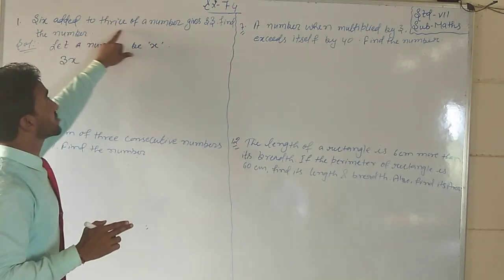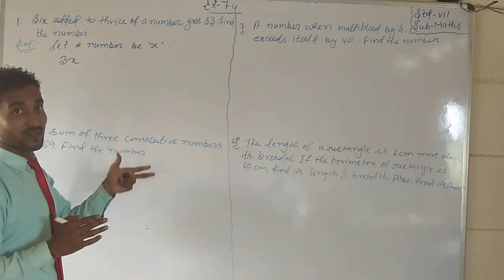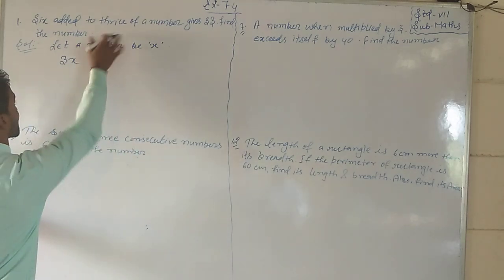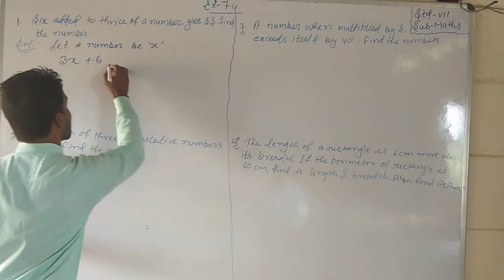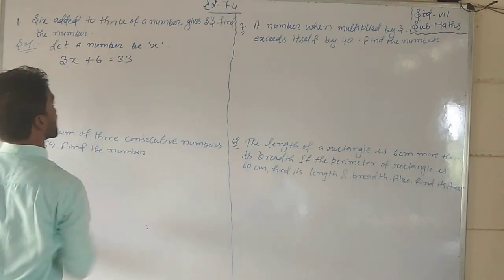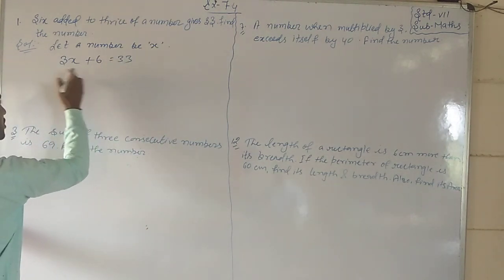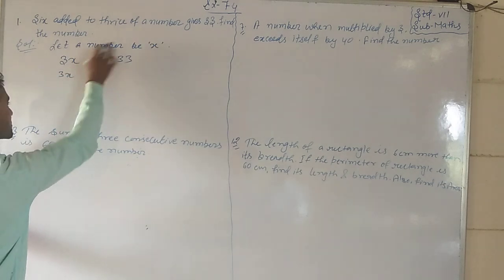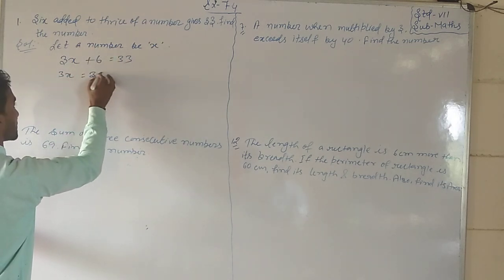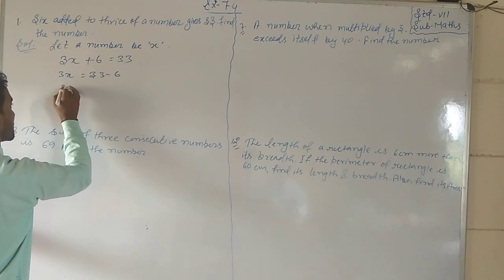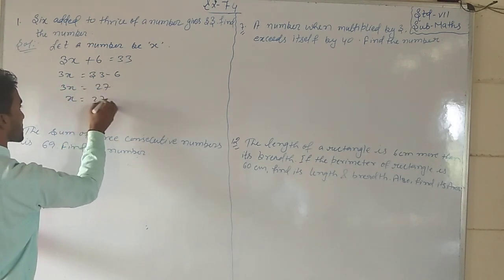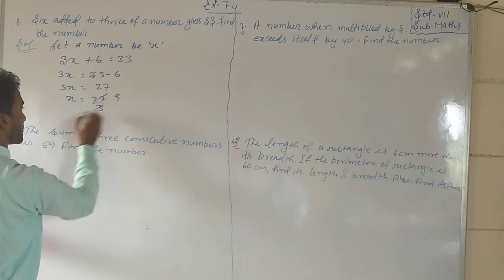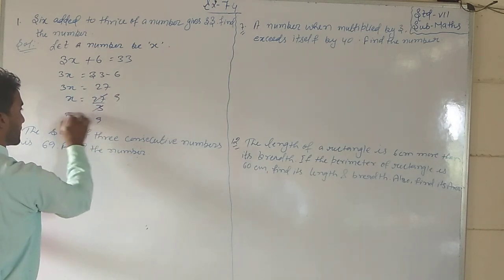6 added to thrice of a number. Now what is it doing? 6 is being added to thrice the number. So 3x plus 6 gives 33, which means it's equal to 33. So students, how will we solve it? This 6 will transpose to that side. 33 minus 6, so 3x is equal to 27. x is equal to 27 by 3. x is equal to 9.